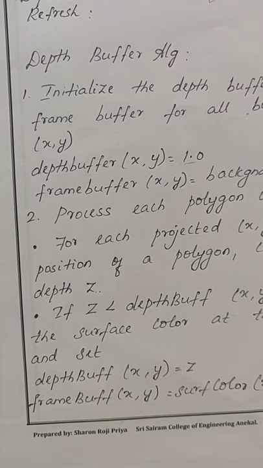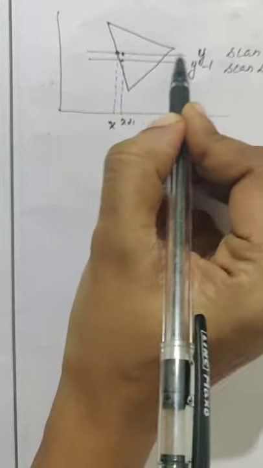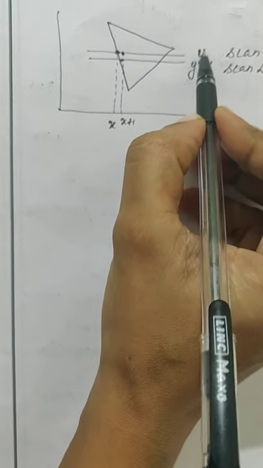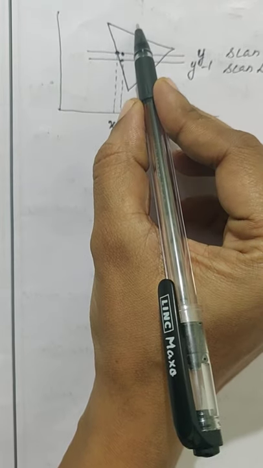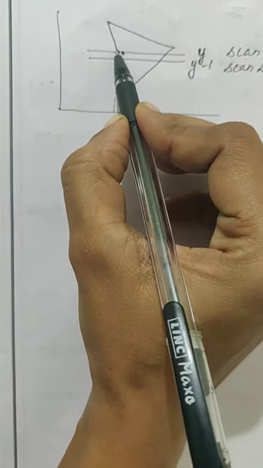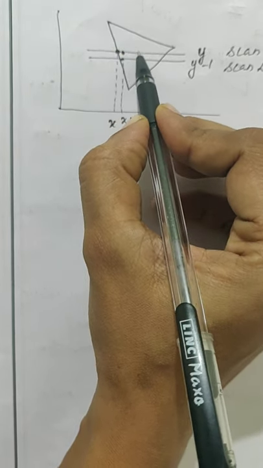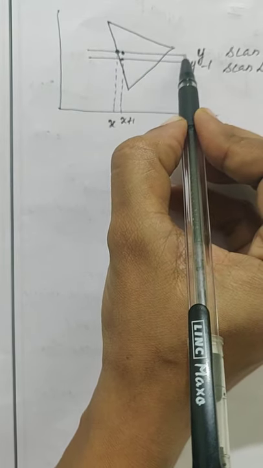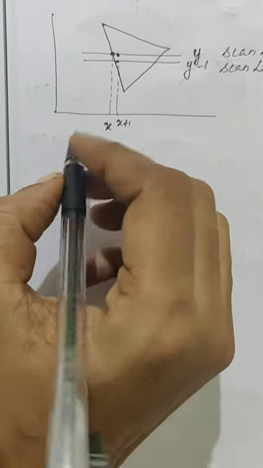So I'll be finding an approach for how to calculate the z value for a pixel. Consider this is my polygon. These are my scan lines. This is my Y scan line, and the next one will be Y minus 1 because I am starting from the top. If you take the pixel values, this is my x, then x plus 1, x plus 2, and it will reach the maximum x value here. So we are considering a polygon here.